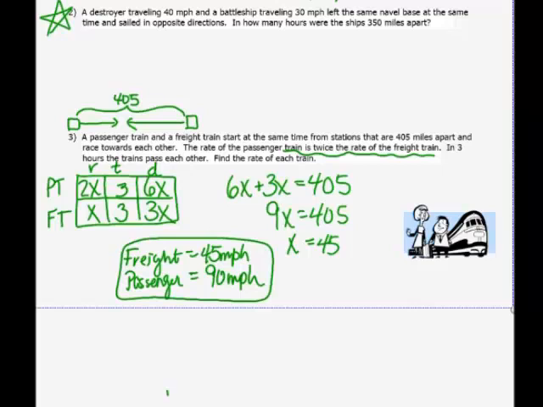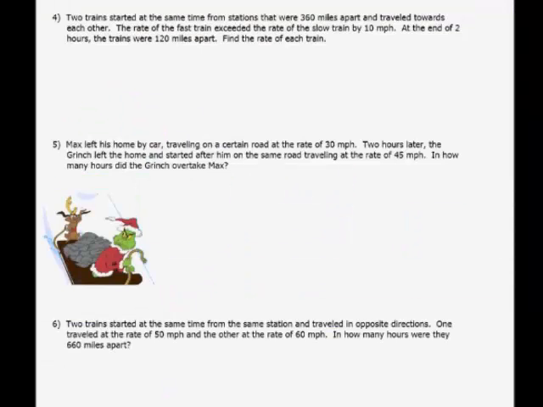And there's my answer. All righty, so let's see, I think number 4 is similar to that, so I'll let you guys do that one on your own. And I will talk about Max. I love Max. All right.